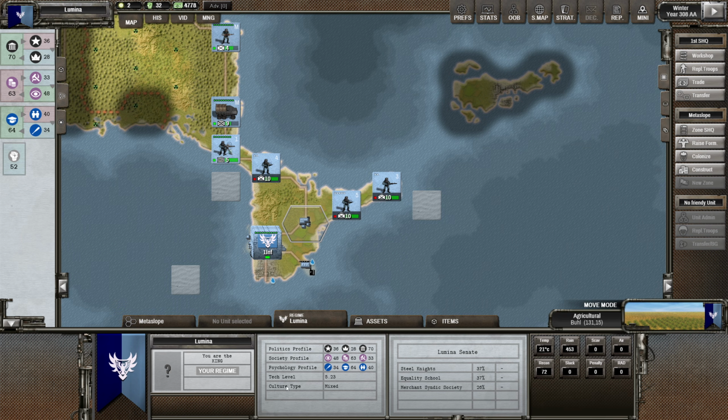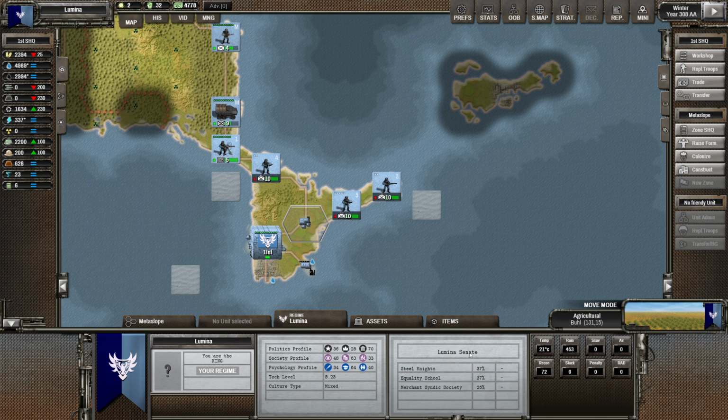It tells you your tech level and your culture type. Also tells you which political groups are in power in your government. So you can see here the Steel Knights and the Equality School almost sharing power with 37%. And then the Merchant Syndic Society are slightly less. So this is your Senate.